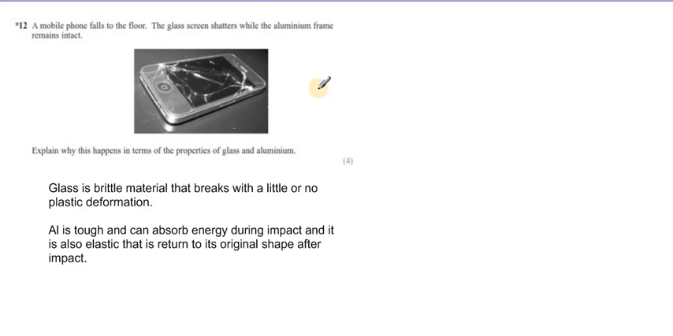So glass is a brittle material that breaks with little or no plastic deformation. Aluminum is tough and can absorb energy during impact, and it is also elastic, so it will return after removing the force or after impact.